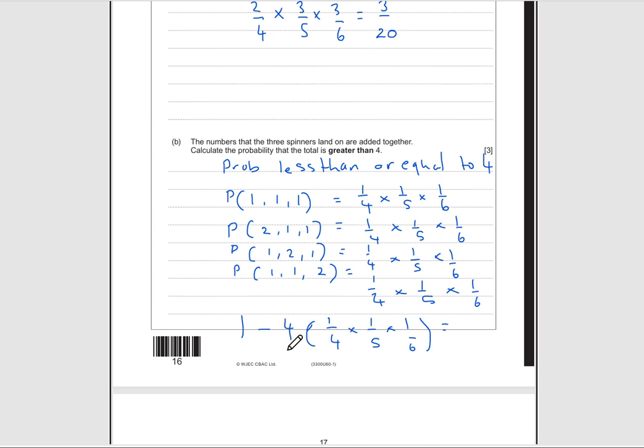So it's going to give me 1 minus 1 over 30. It's going to give me 29 over 30. Or any equivalent fraction, so you may well have left that over 120.